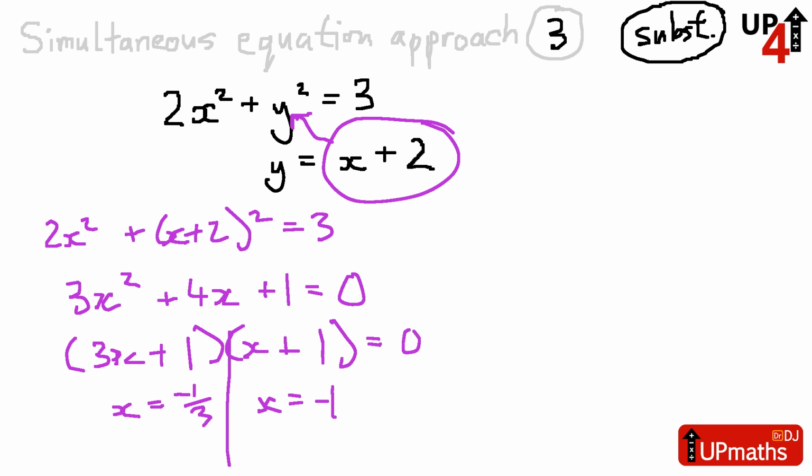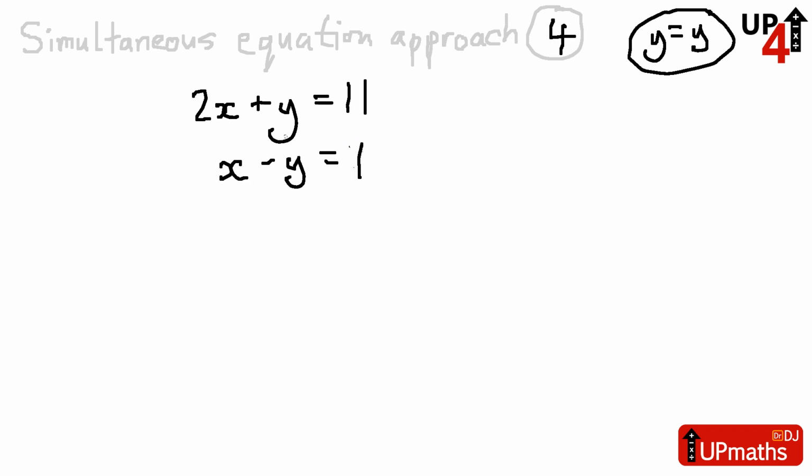Let's do one more example of the fourth approach. The fourth approach is you should make y equal to y. I like to remember this one because sometimes I find it saves a lot of time. I can rearrange this to say y equals 11 minus 2x, and I can rearrange this one to say y equals x minus 1. What I've done is I've switched the y and the 1 over, or you could think about it as I've moved the y to the right and the 1 to the left, and then I've switched the equation over left to right.